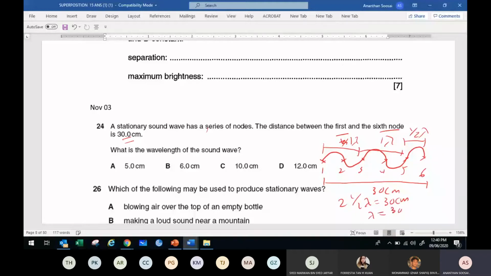Wavelength is 30 over 2.5. You get 12, is it? Yeah, 12. So D is the answer. So first to sixth node is actually 2.5 wavelength, which is 30 centimeter. That's what you conclude, and you get the wavelength. Okay. Good.